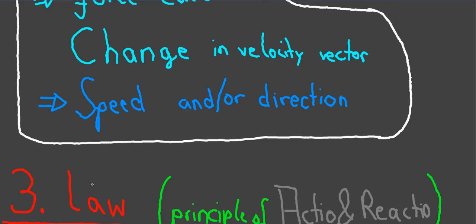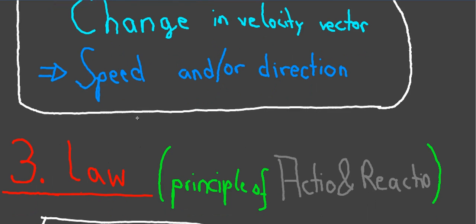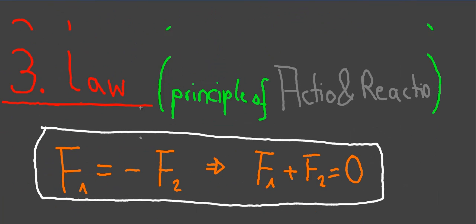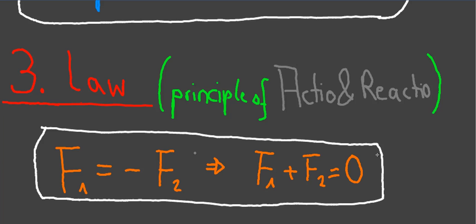Right now we're going to have a look at the third law of motion, which is the principle of actio and reactio, or as you would say, action and reaction. To every single force there's an equal and opposite counterforce. So each and every force has a counterforce with which it would be equal to 0. Sum both forces up and you would get 0.